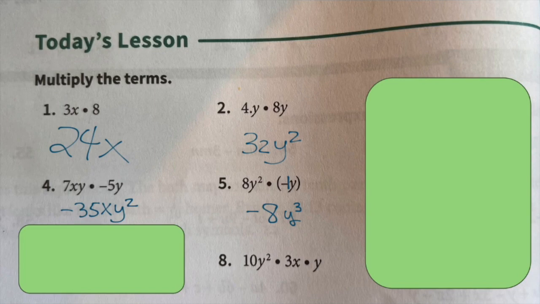Number 10. The numbers I have are 10, 3, and 1. What's 10 times 3 times 1? 30. Does everybody have a 30? All right. I'm going to do x first. How many x's do I have total? 1. How many y's do I have total? 3. Y cubed. All right. 30xy cubed.